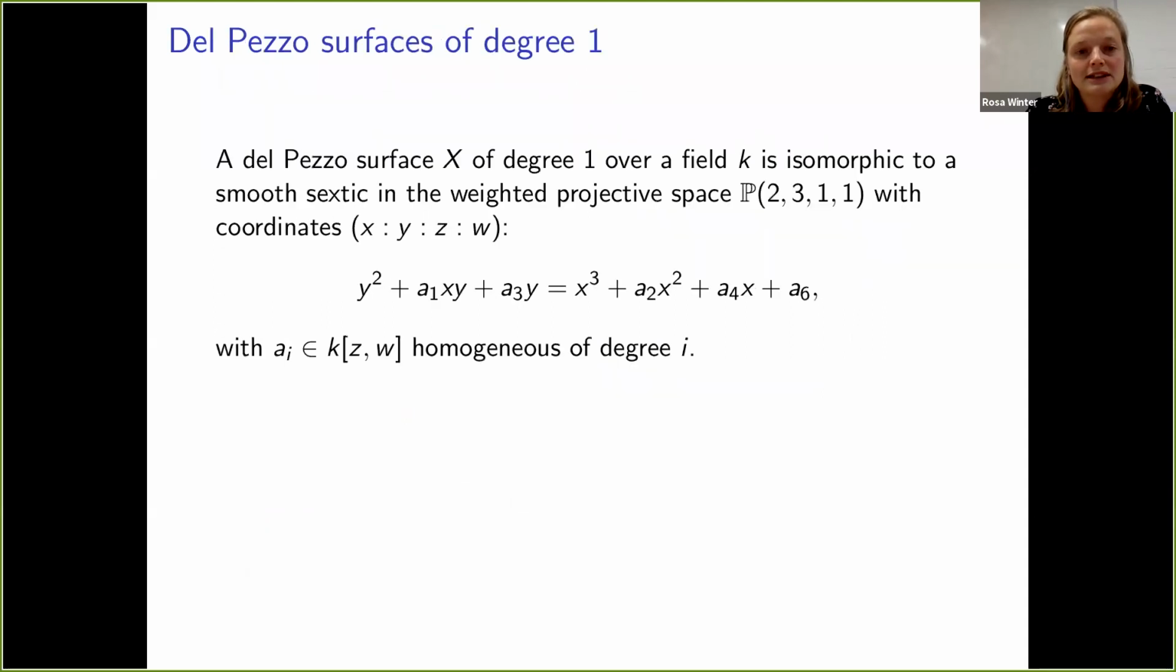So for that, I have to explain a bit about the geometry of the Alpeza surface of degree 1. One very convenient way to view them is that they're isomorphic to a smooth sextic in the weighted projective space with weights 2, 3, 1, 1. With these coordinates, x has weight 2, y has weight 3, and z and w have weight 1. So this is then a smooth weighted sextic. And the a_i are homogeneous polynomials in z and w of degree i.